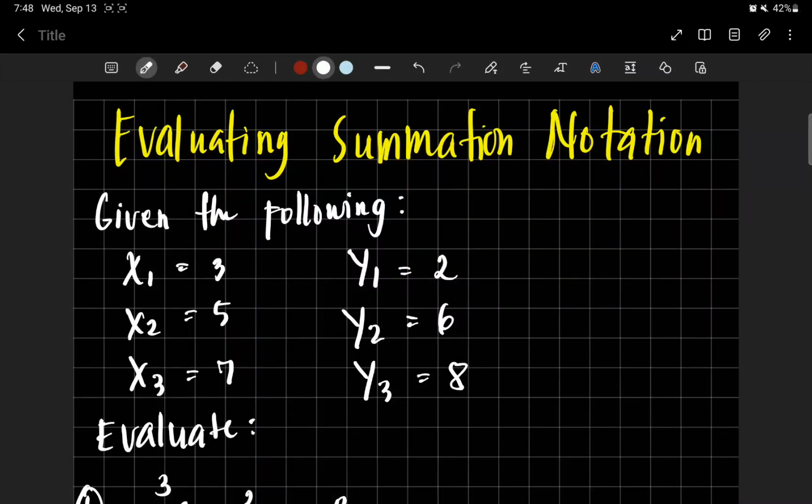Hello everyone. For today, I'm going to show you how we evaluate the summation notation.